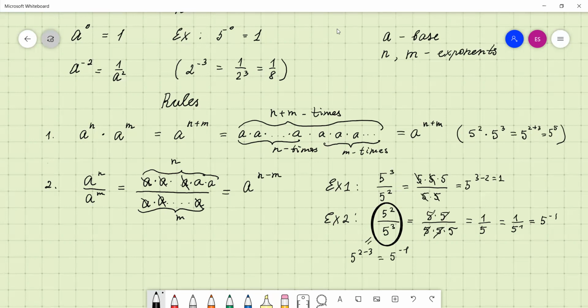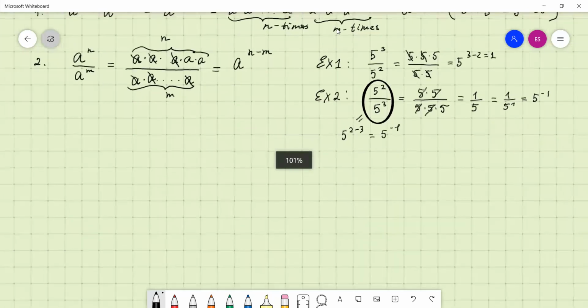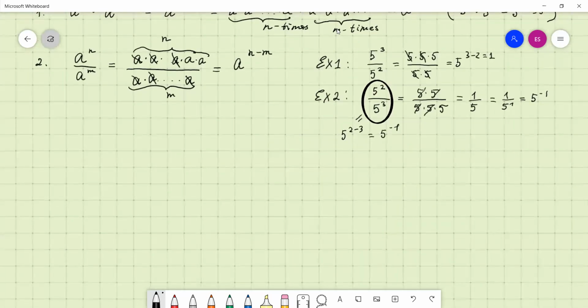Okay, rule number 3. Rule number 3 is going to be power of a power, like a to the power of m, and then you take it to the power of n. Here, guys, I don't want to make it a general consideration. I want to consider an example first and give you the final answer after, okay? Consider the example 5 to the power of 2 and then to the power of 3.